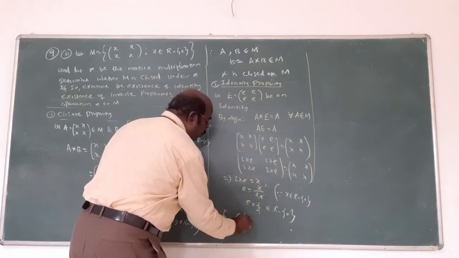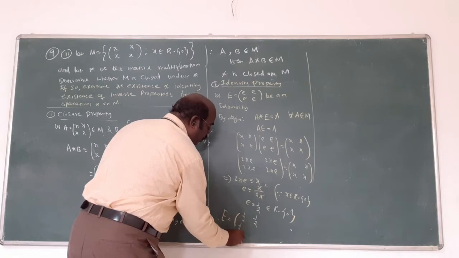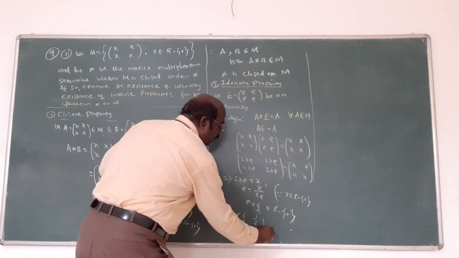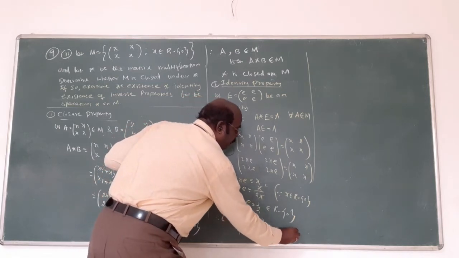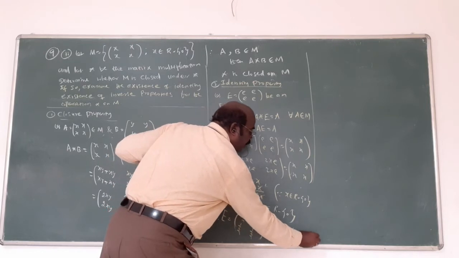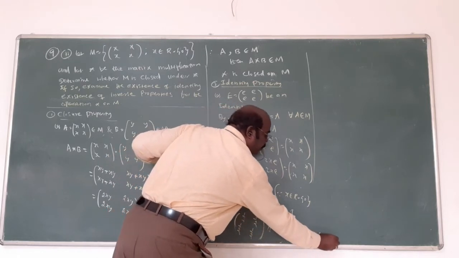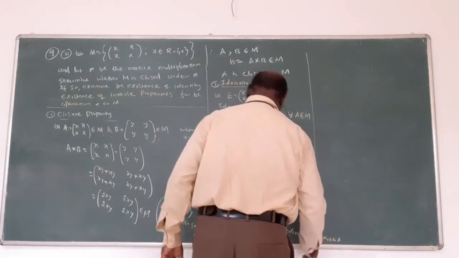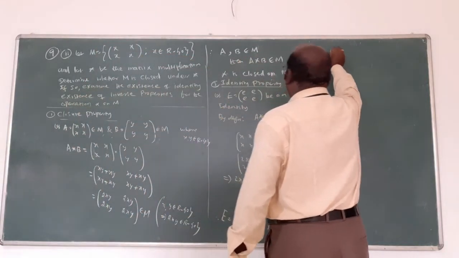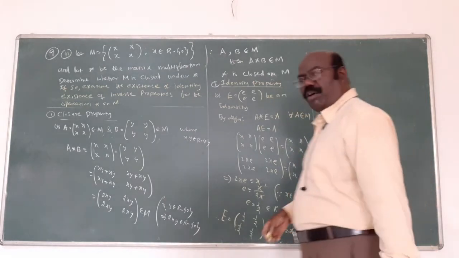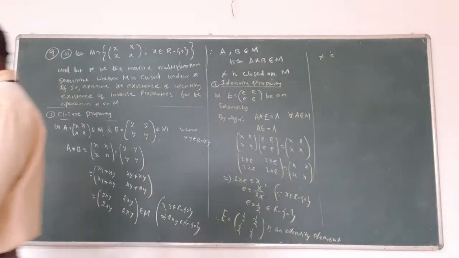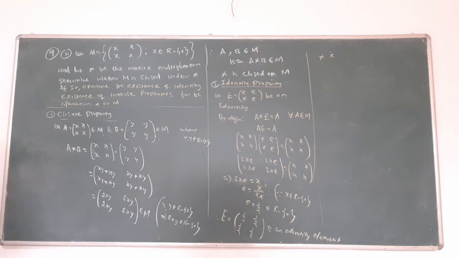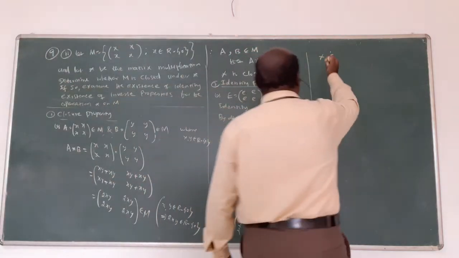Therefore, e equals 1 by 2. 1 by 2 is the identity element. That's all. Therefore, the star is what? The identity property was true. So star satisfies the identity property. Star has an identity element here.